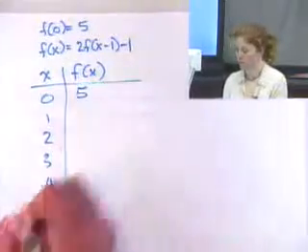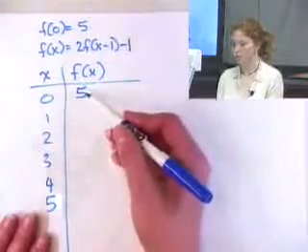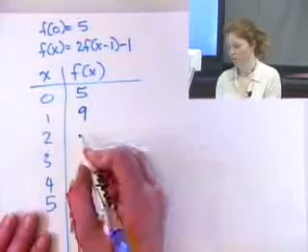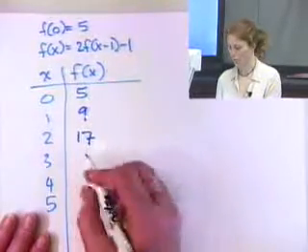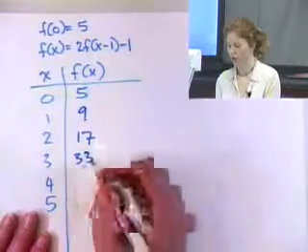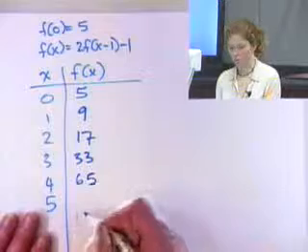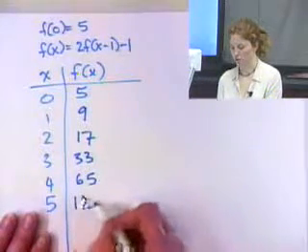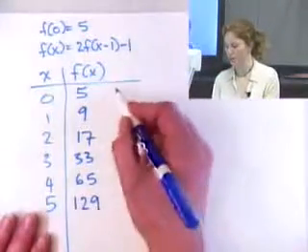So our basis is given, it's 5. Our recursive step tells me to look back to the previous one, multiply it by 2, and then subtract 1. So then my next one's going to be 17. 17 times 2 is 34. Subtract 1, that'll be 33. The next one will be twice that minus 1, so that'll be 65. And then that'll be twice that minus 1. It's going to be 129.